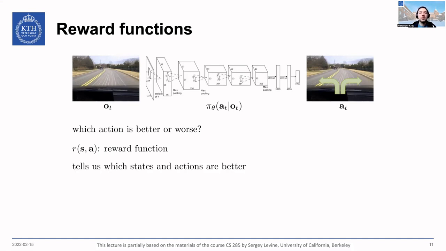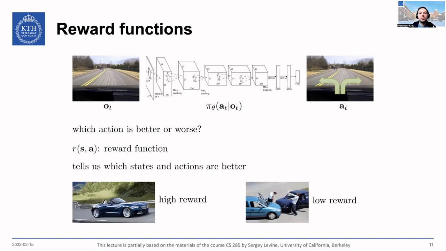So higher value is higher reward and lower value is lower reward. And basically this is the function that tells us which combination of states and actions is better, so in which state, which action is the best one. And you can imagine that if in some state you keep doing actions that lead, for example, to your car staying on the road and driving fast, you will be getting higher reward. And if you crash, for example, or get off the road, you get lower reward for those sequences of states and actions.